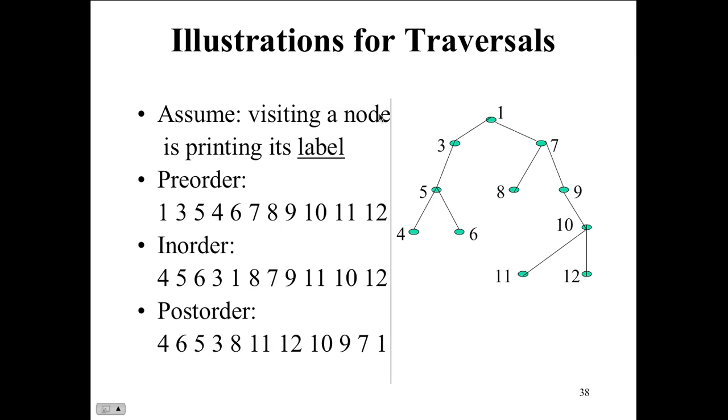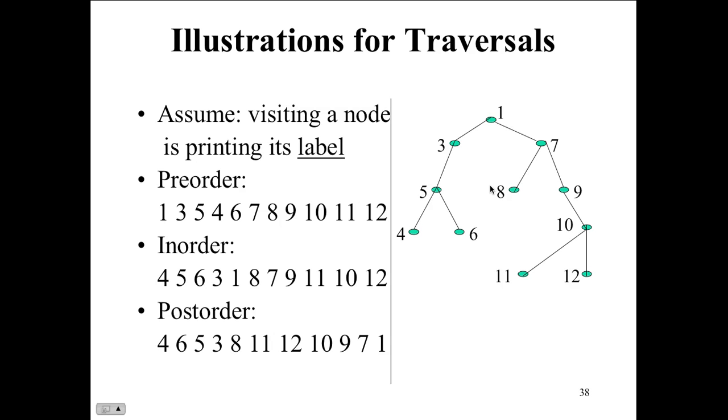So assuming that visiting a node is printing its label, as an example, the pre-order starts with the root, 1, and goes left to right. So we have 1, 3, 5, 4, 6, because we're visiting the root first, and then we're going left to right. The in-order would go 4, 5, 6, 3, 1, 8. So we're hitting it this way with the root in the middle.